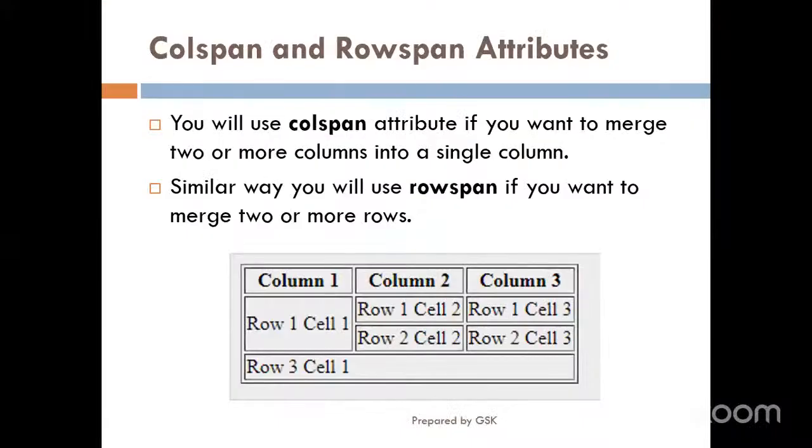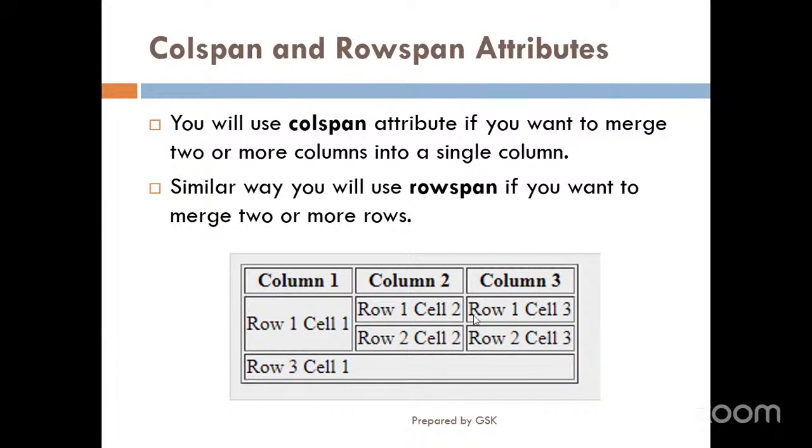Next important are colspan and rowspan with the help of the table. With the table tag, we have two more important attributes: colspan and rowspan. Colspan means column span, colspan in short. Rowspan relates to rows. You will use the colspan attribute if you want to merge two or more columns into a single column. Let me repeat, important point: the colspan attribute is used to merge two or more columns into a single column.